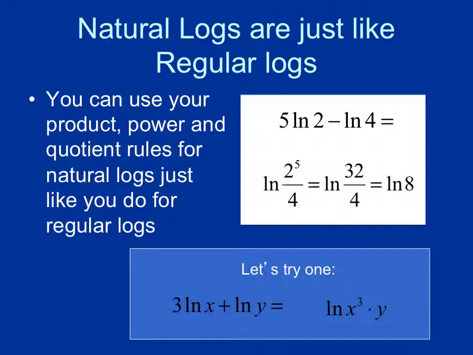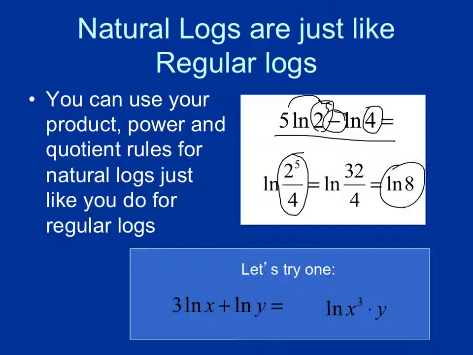So natural logs are just like regular logs. If we were to take this expression, 5 natural log of 2 minus the natural log of 4, we could simplify this by using the power property. We could put this 5 up here, so we end up with 2 to the 5. And then with this minus, we can say that's 2 to the 5 over 4, and that's what we end up with here. That's the quotient property of logs. And then that simplifies to natural log of 8. Okay, and this is just another example. You can try that one out.